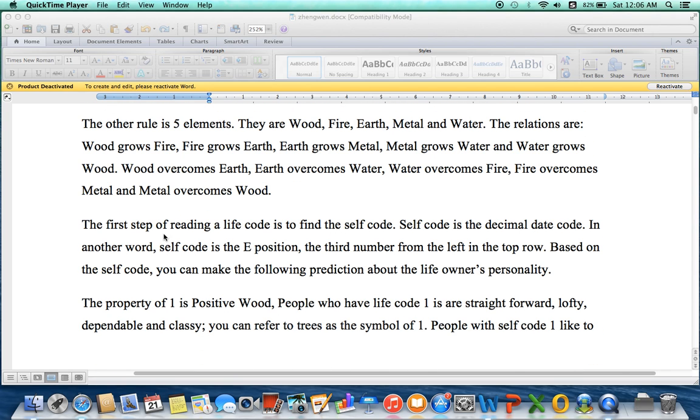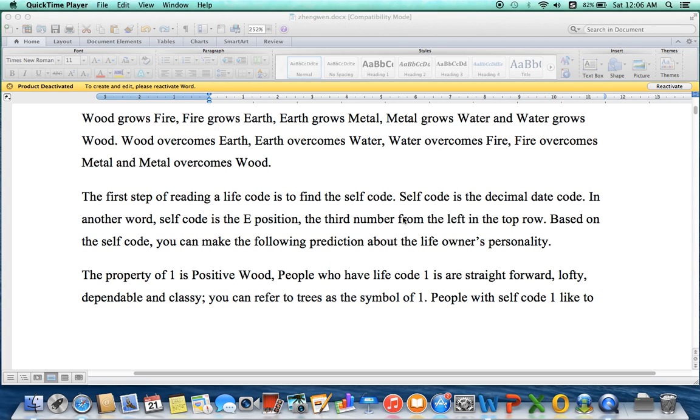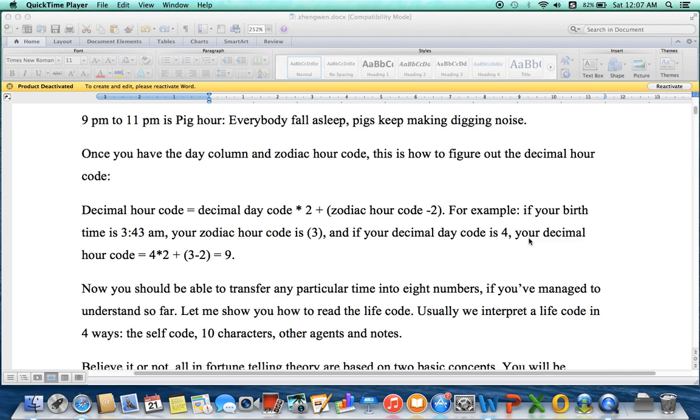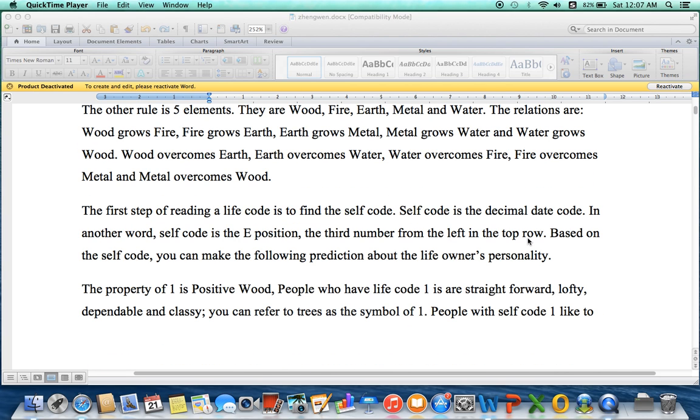So the first step of reading a life code is to find the self code, which is the decimal date code. Finding the self code is as easy as one step. How to find it? It is the decimal date code. In other words, it is the E position. It is the third number from the left in the top row.